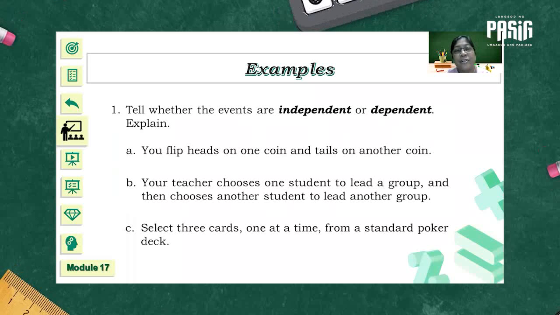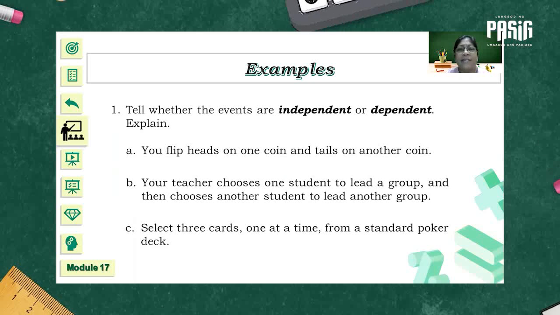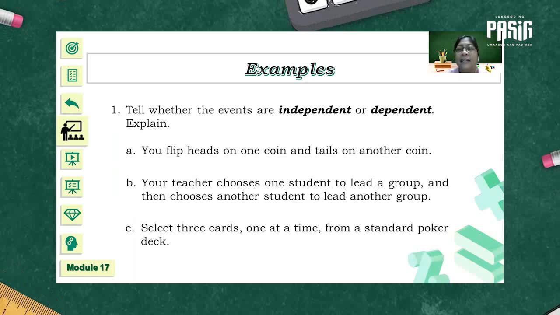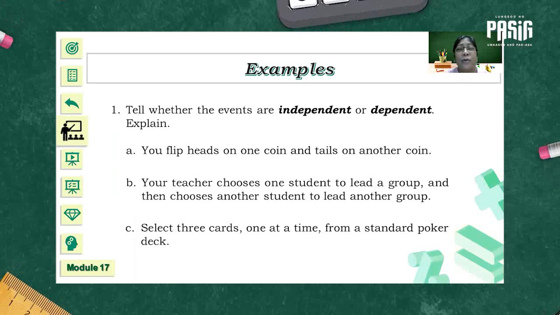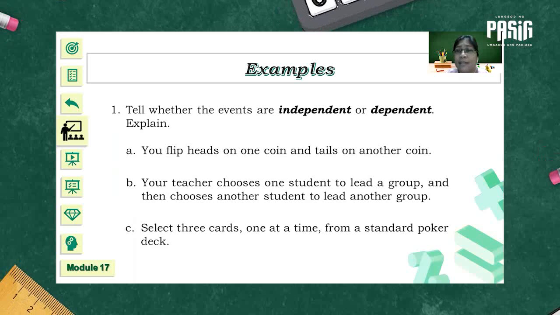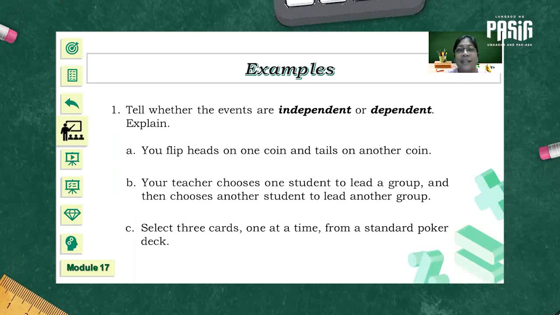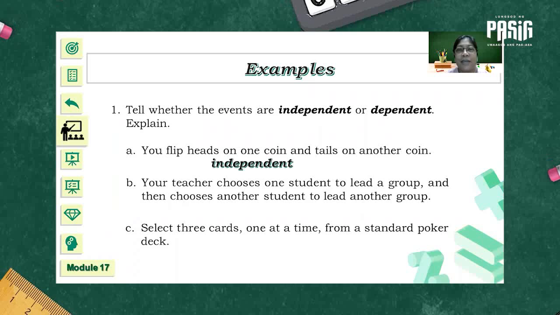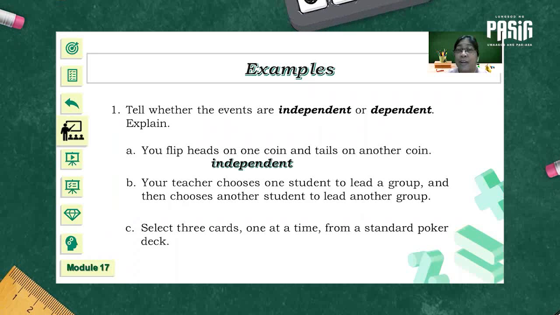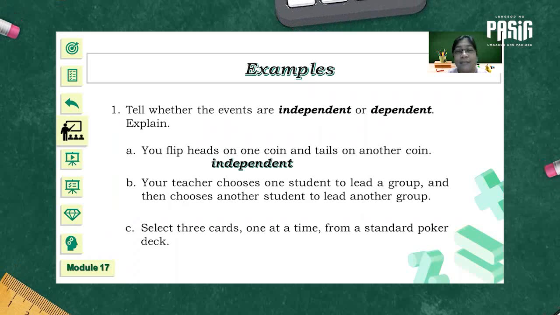Let's have letter A first. You flip heads on one coin and tails on another coin. When you flip one coin, does it affect the other coin? Of course not. Therefore, it's independent because the first coin has nothing to do with the second coin.